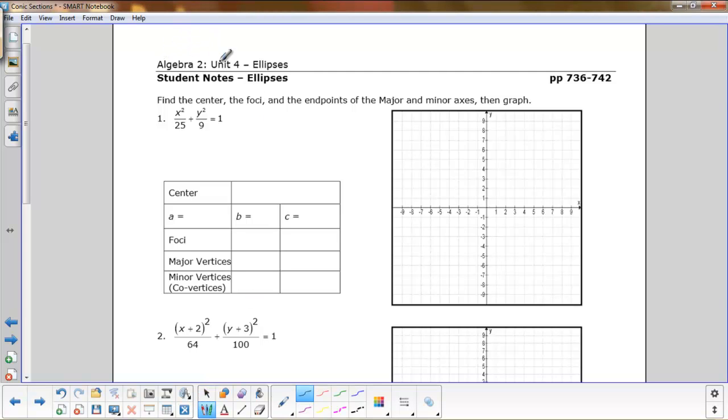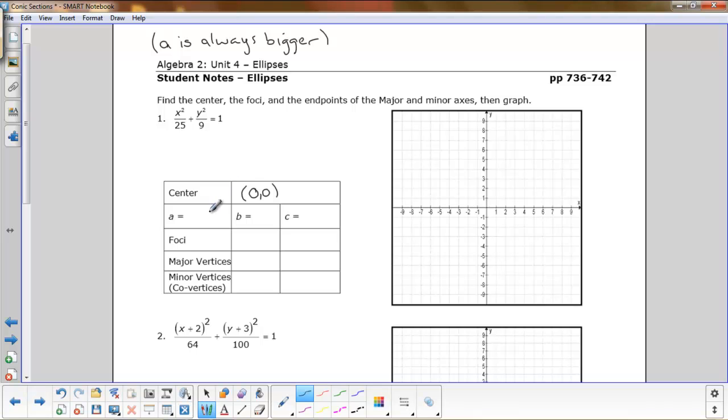Alright, ellipses, student notes, day 1. Quick note about ellipses. A is always bigger. Alright, as usual, please make sure you have filled out your foldable prior to watching these notes or filling in these notes. It will help you understand how I got the values for each one of these sections.